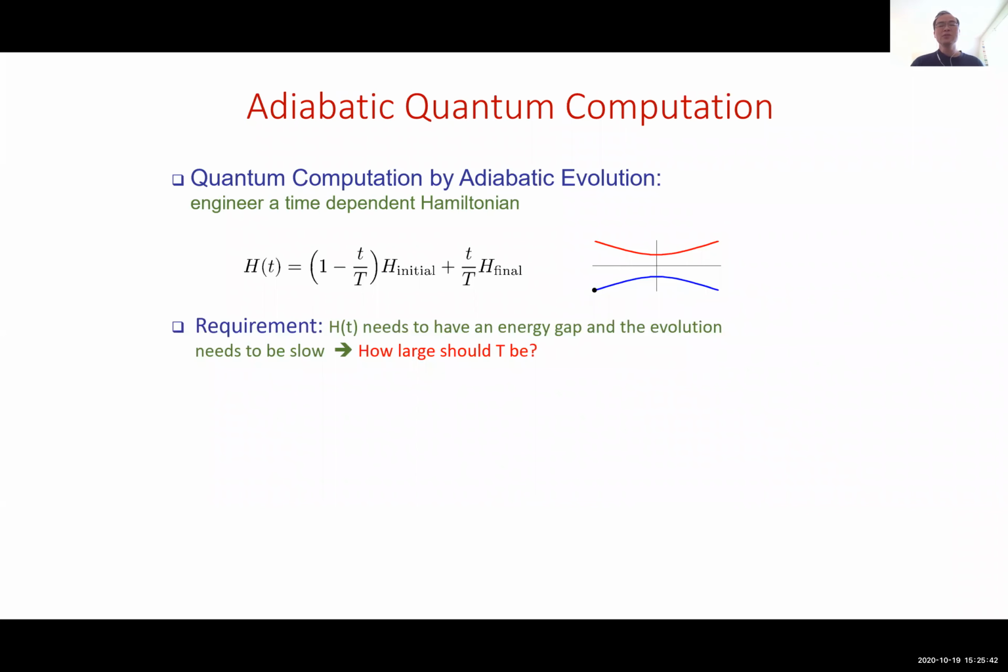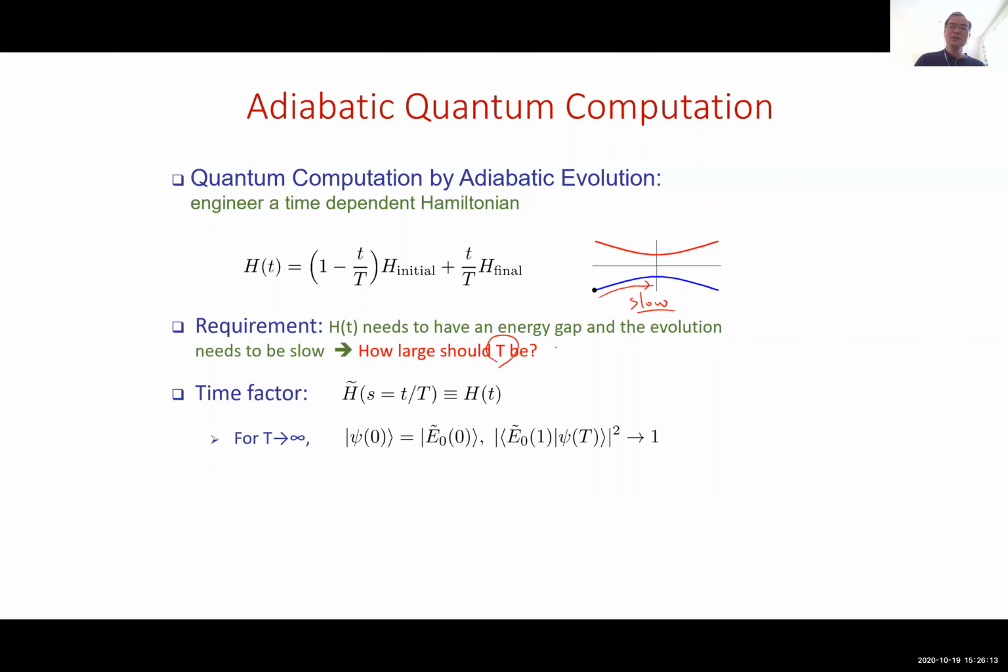So maybe one should ask how fast, or in a sense, how slow should we go? This is called adiabatic because you should not evolve fast, you should go slowly. So how slow should we be? Meaning, how large should this time, capital T, be?